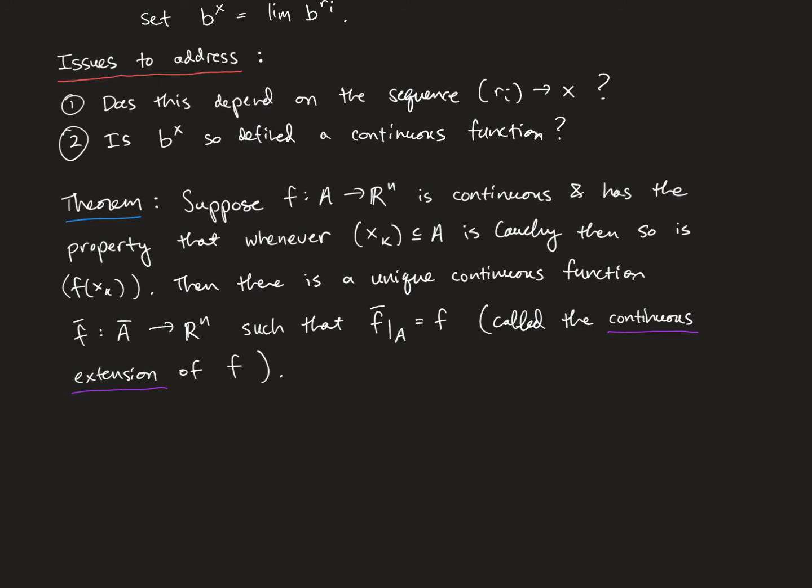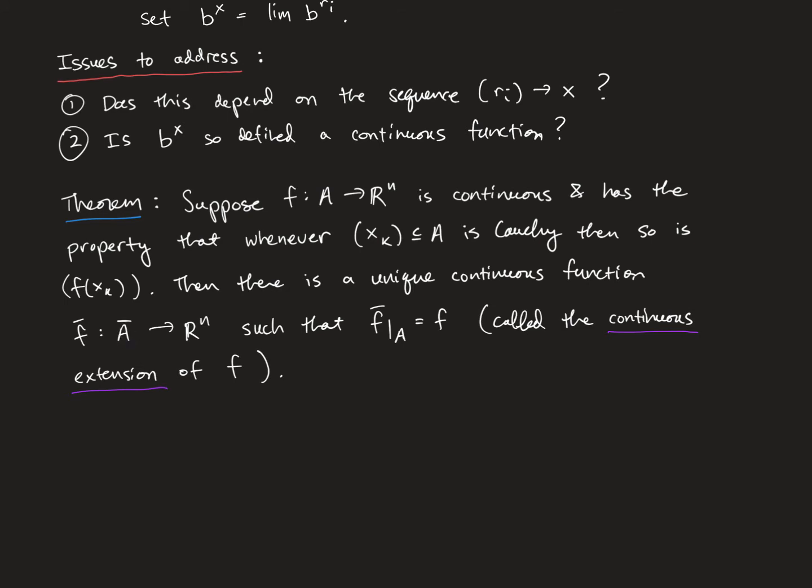So the theorem is the following. Suppose we have a continuous function defined on some domain A, where A is a subset of R^m, and let's say it has the property that it takes Cauchy sequences to Cauchy sequences, just as we've discussed above. We know our b to the x function has this property, so this theorem addresses, in particular, this function. Then there is a unique continuous function, which we'll call f bar, defined on A bar.